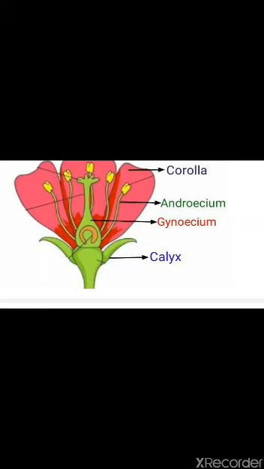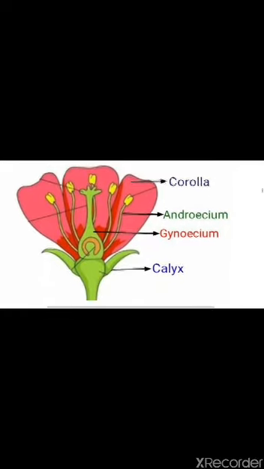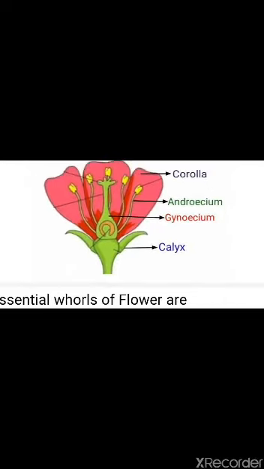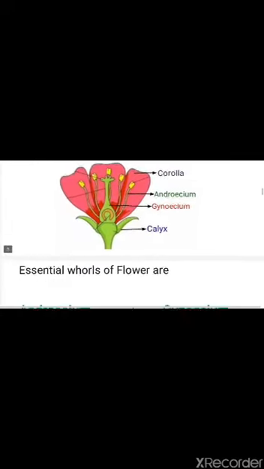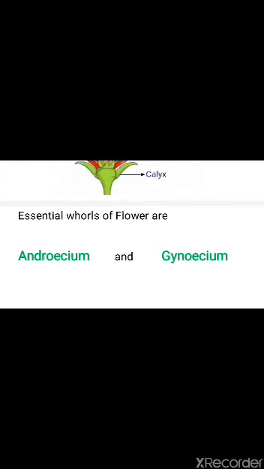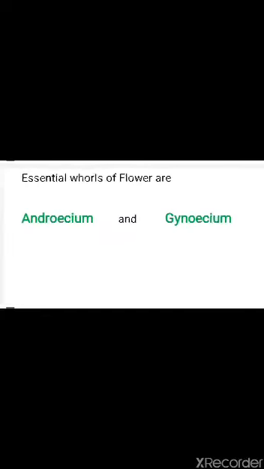The calyx is a green part, then corolla is brightly colored petals, then androecium is a male reproductive part which produces anthers or the pollen grain, and gynoecium is a female reproductive part which is present in the center. So in these 4 floral whorls, 2 whorls are essential whorls, and these 2 essential whorls are androecium and gynoecium.